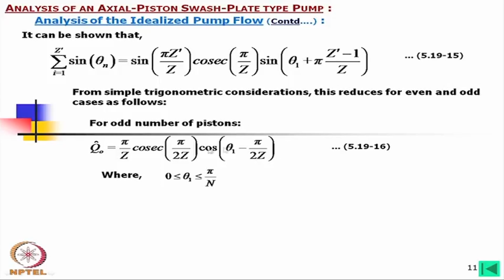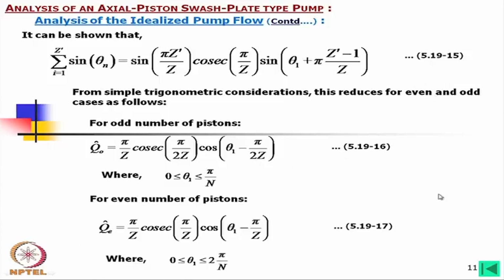For an odd number of pistons, the Q 0 will be expressed by this: pi by z cosec pi by 2z, cos theta 1 minus pi by 2z, for theta equal to theta 1 pi by z, sorry, this will be again z, not n. Z is the number of pistons. Here also this is expressed for an even number, it becomes like this.